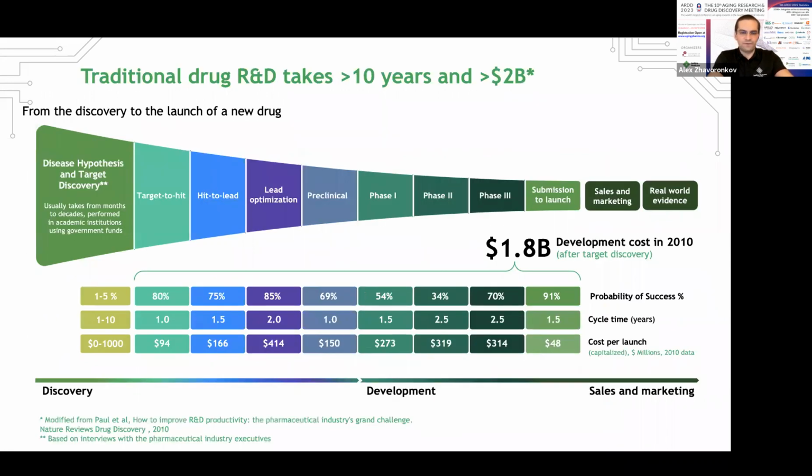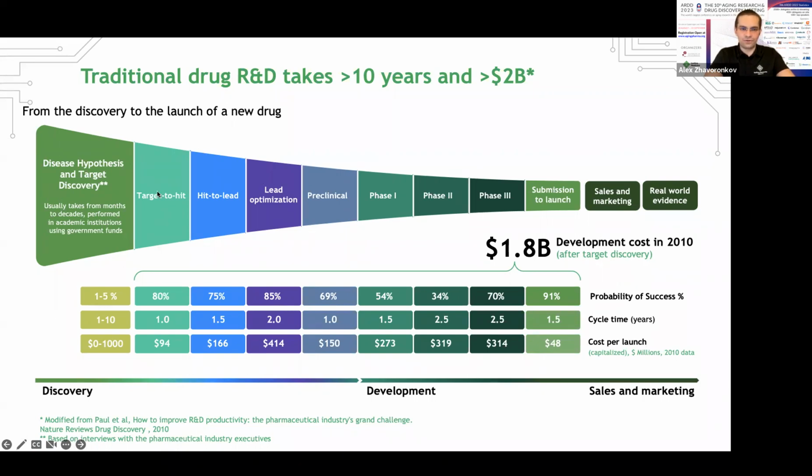And this is the most important slide for those of you who are not in drug discovery, and also for those of you who have those rosy glasses when talking about aging and longevity, and those interesting stories where we predict that in 20 years we're going to completely solve and cure aging. Well, this is how drugs are discovered. This slide comes from Stephen Paul's paper, How to Improve R&D Productivity, published in Nature Reviews Drug Discovery in 2010. And in that paper, he looked only at this stage, so from target to hit all the way to submission to launch.